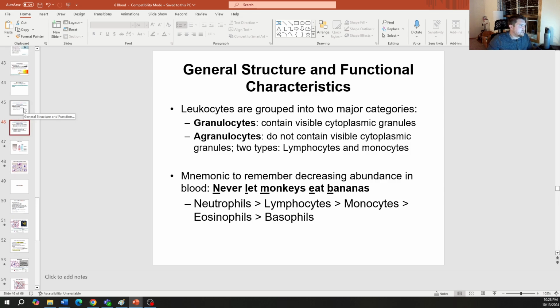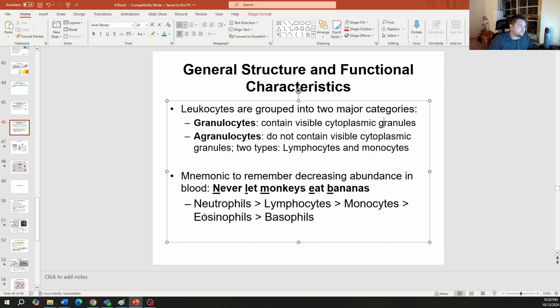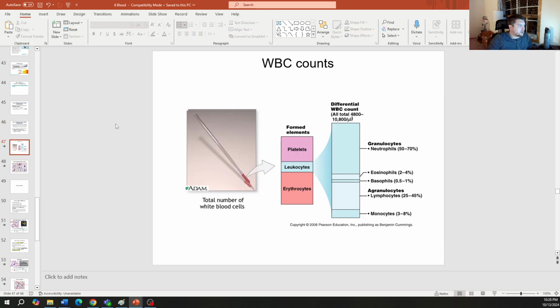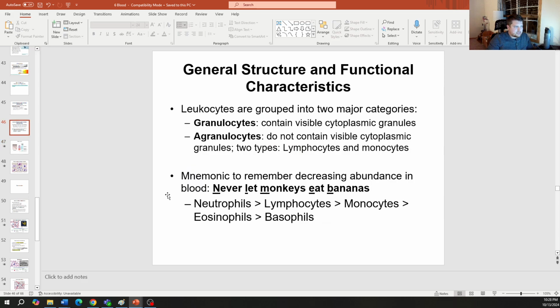Getting a little bit deeper into leukocytes, what they are, what they're called, there are two categories of white blood cells, and they're based off of what they look like when we stain them. We have granulocytes, which have visible cytoplasmic granules when we stain them, and then agranulocytes, which do not have those cytoplasmic granules. And we're going to look at these all a little bit deeper. We're going to come back to some of these little things.